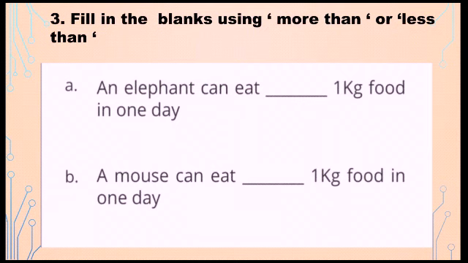A mouse can eat more than 1 kg food in one day or less than 1 kg food in one day. So you have to think about the size of an elephant and a mouse. And then you have to think whether it can eat more than or less than 1 kg. First think about what the size of the elephant is, and after that you can write what will be the appropriate amount they can eat.